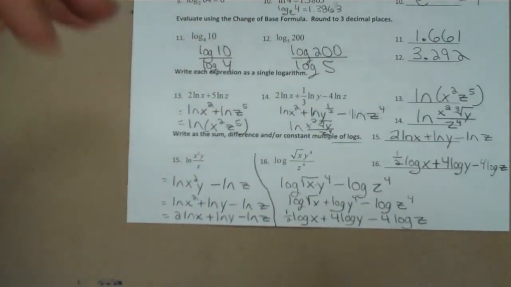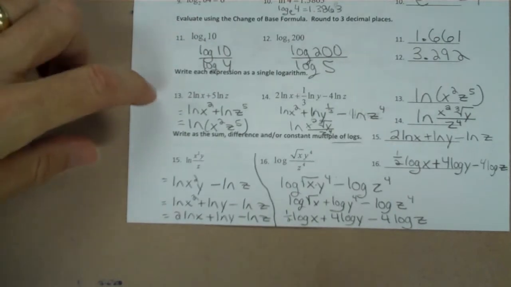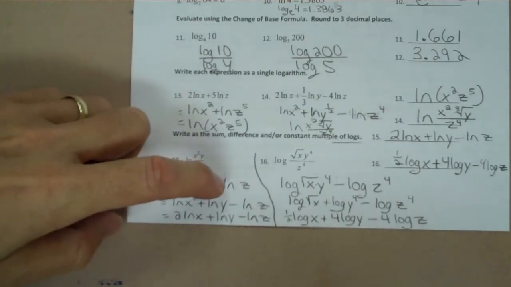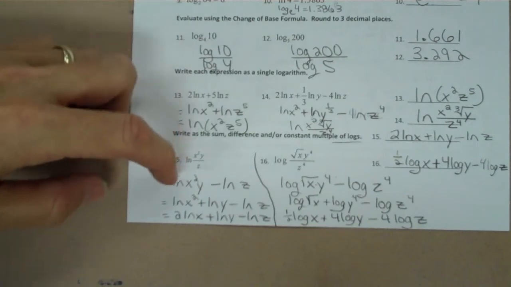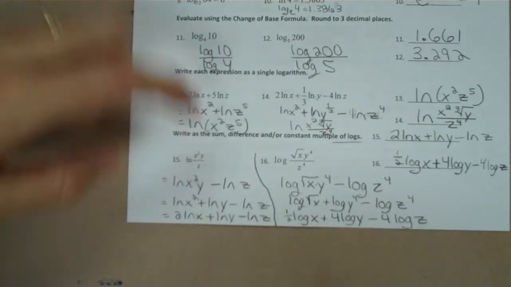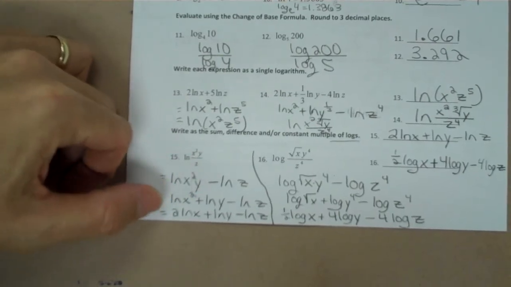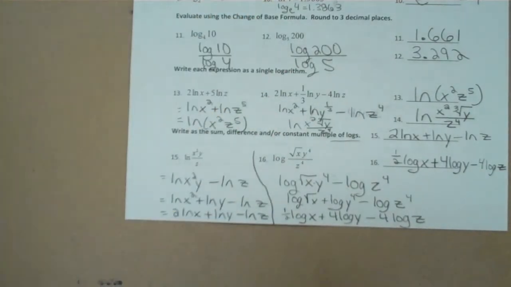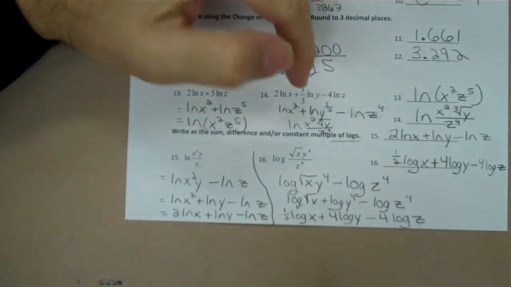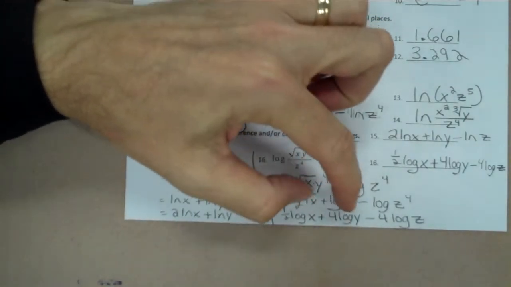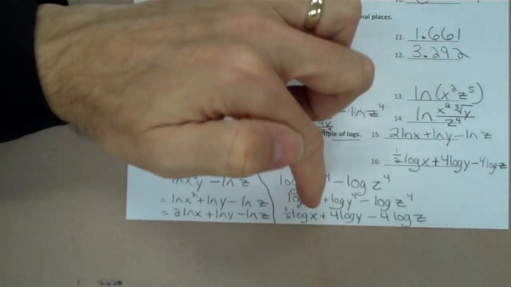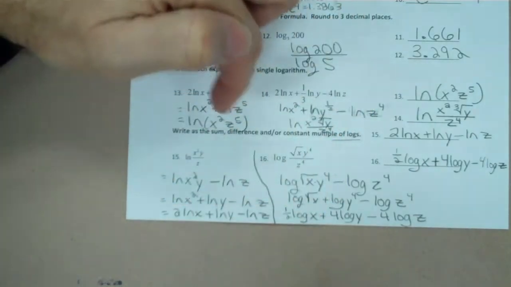Numbers 15 and 16, it's the same thing but the reverse order. First it has a division, so I make it minus, and then it has multiplication, so I split it up with the plus sign, and then it had a 2 as an exponent, so I just put that out in front. And then similarly for number 16, made it subtraction first, and then there was multiplication here, so I split it up with the plus sign. That square root of x is the same thing as x to the 1/2, and so then I just put it in front. Alright. Next page.